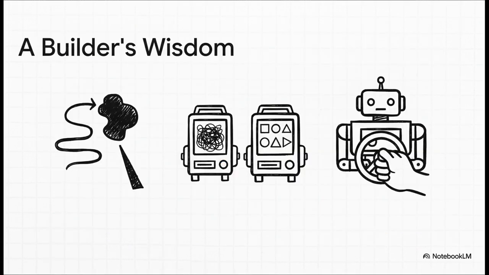So if you boil it all down, his wisdom for any aspiring AI builder comes down to a few core ideas. You have to be flexible, because your first idea almost never works out perfectly. You have to obsess over your data quality, because your model is just a reflection of what you feed it. And most importantly, always design your tools to empower the user. Always keep a human in the driver's seat.